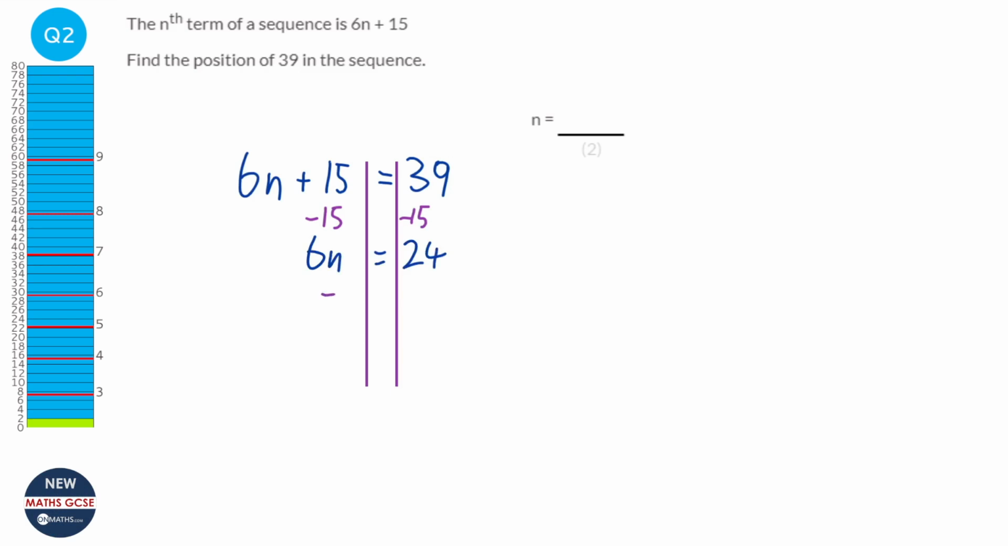Then we're going to divide both sides by 6. And so we get n equals 4. So 39 is the 4th term in the sequence. And you could write it out. You could put n equals 1, n equals 2, n equals 3, just keep going till you get to 39. Or we can do the method we've just done, which is solving it.